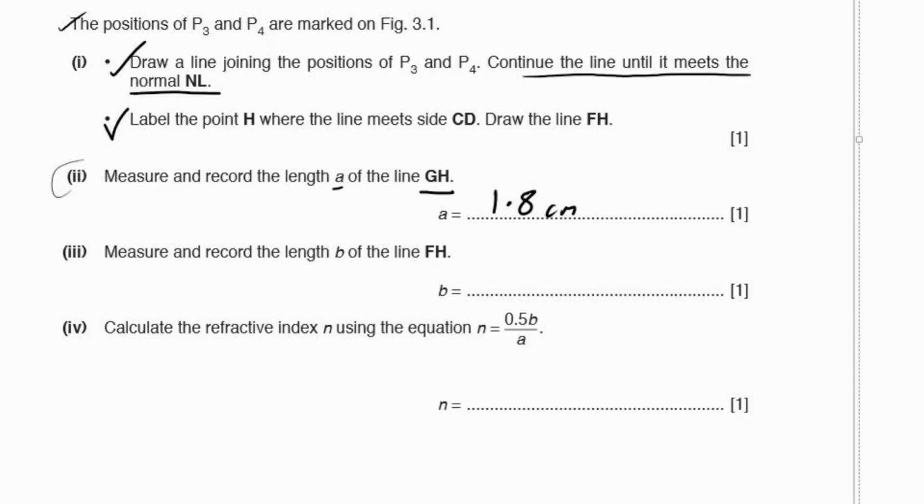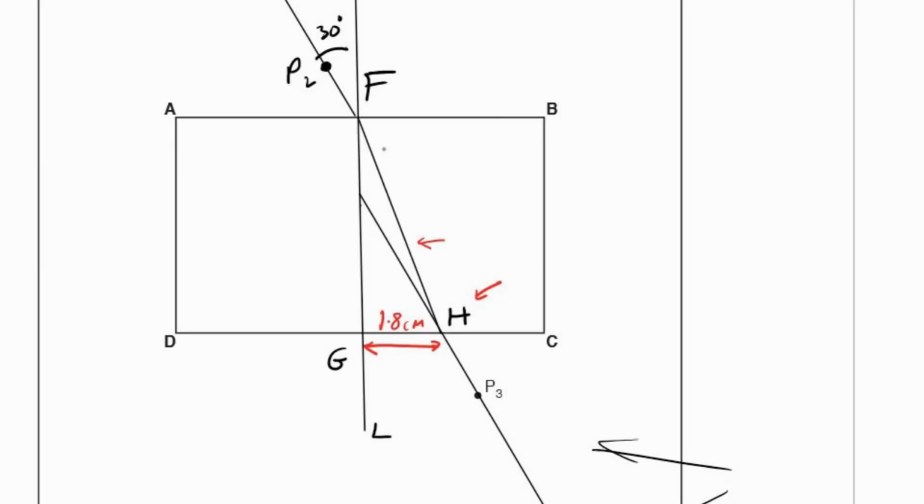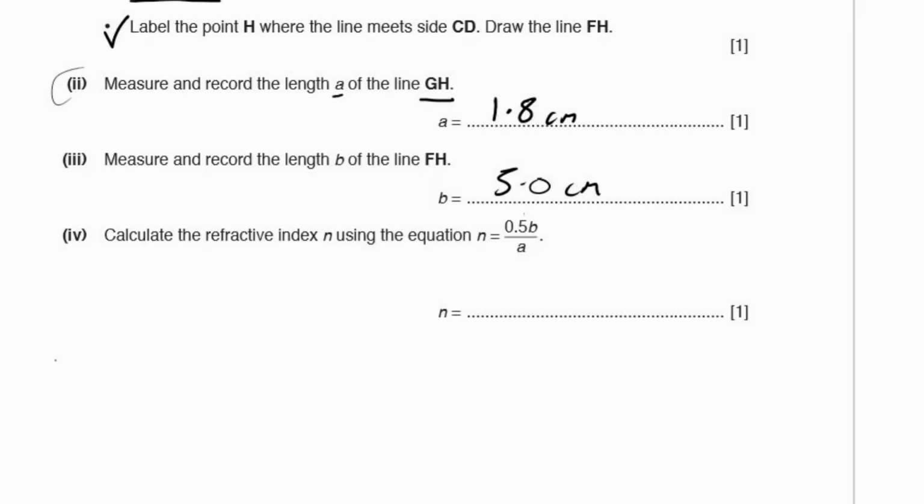Right, part 3. Measure and record the length B of the line FH. Alright, so it's asking us to measure and record this length here, between here all the way down to here, F and H. Now when I measured that, I got a length of 5.0 centimetres. And again, don't worry, as long as your measurement is close, it should be absolutely fine. There we go.